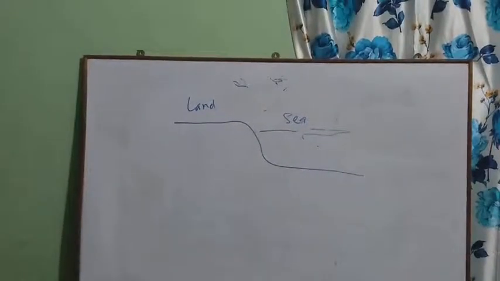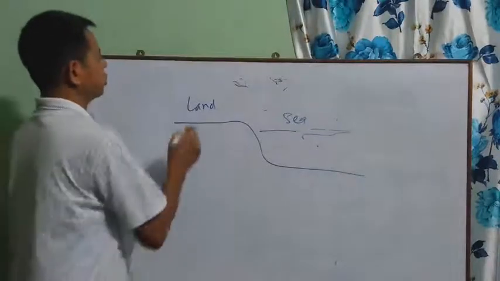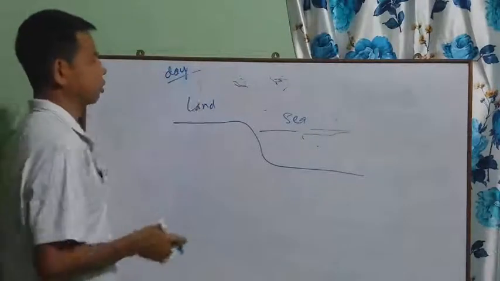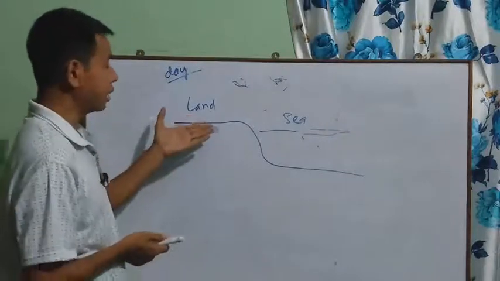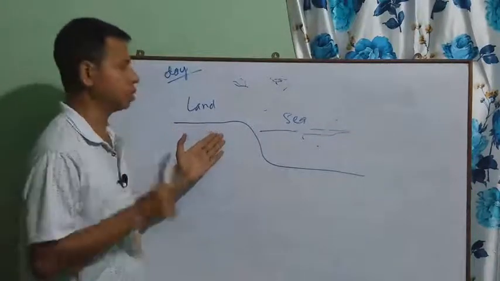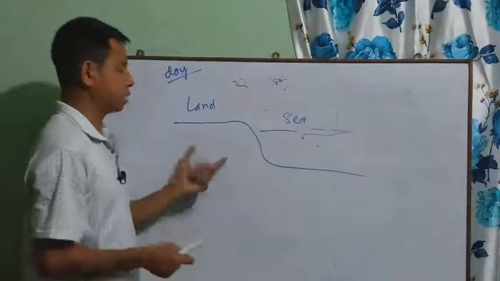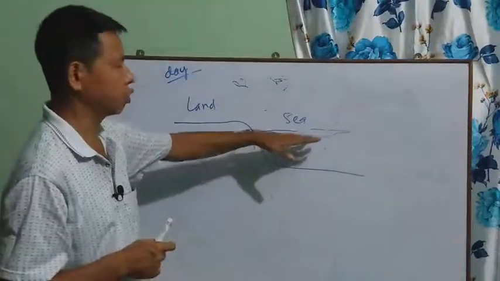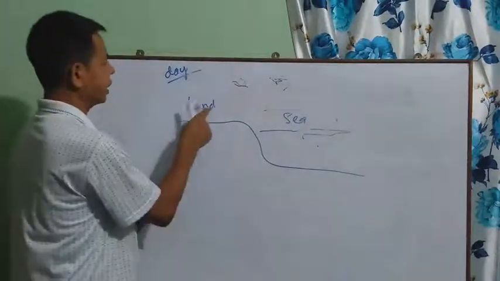So in the sea breeze, what is happening takes place during the daytime. Early in the morning when the sun rises, the land area is heated faster than the water body. In the land and the sea, the land area is heated faster than the water surface. So during daytime, in the presence of the sun, the land area gets heated.